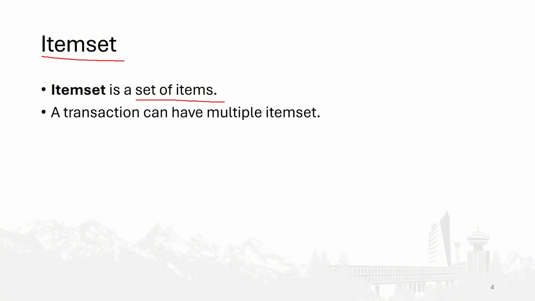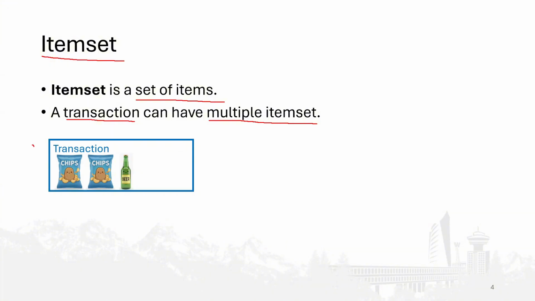Another term we want to define is item set. An item set is just a set of items. Say a customer buys some things at a checkout, and we have one transaction. In this transaction, you can have multiple items, and at the same time you can also have multiple item sets. Let's say we have this one transaction: the customer buys two bags of chips and one bottle of beer. How many item sets can we have in this transaction?